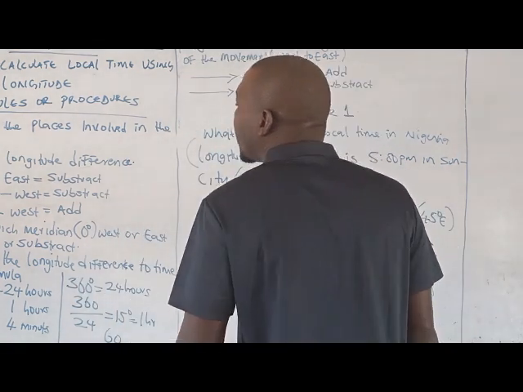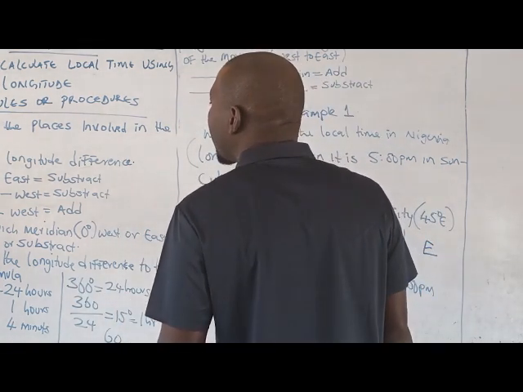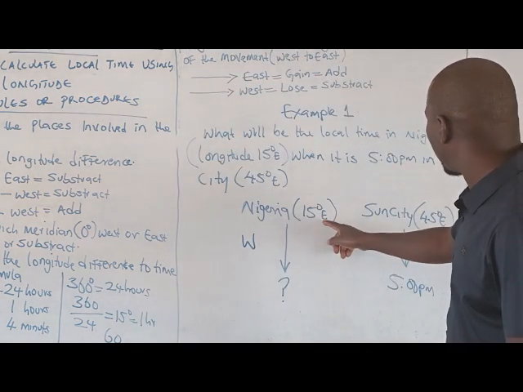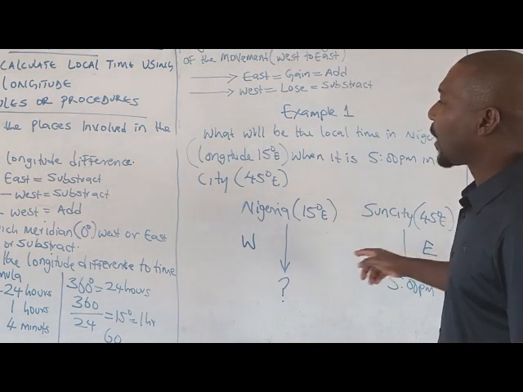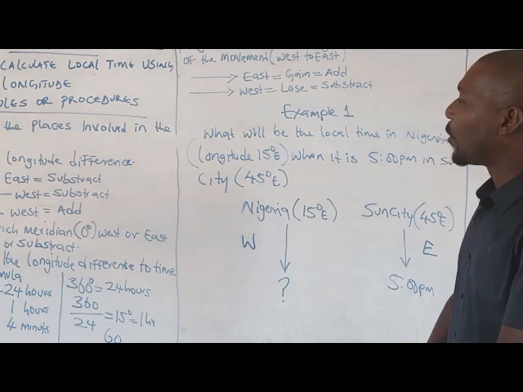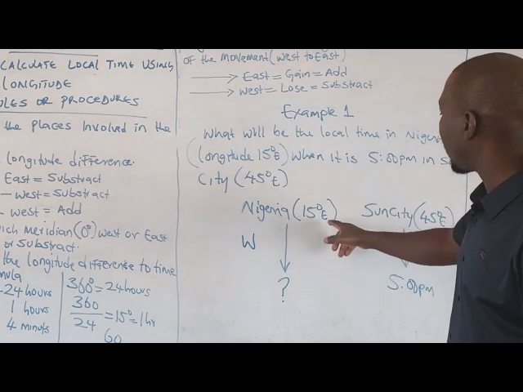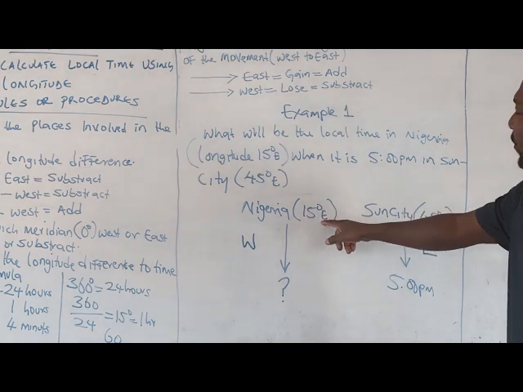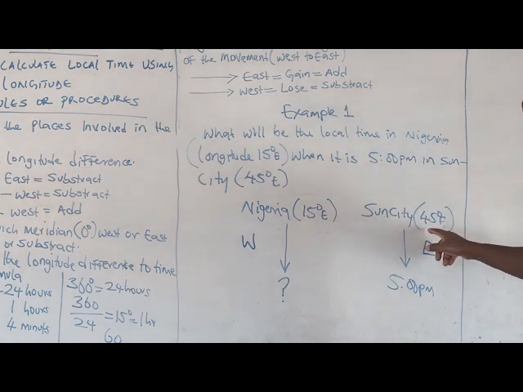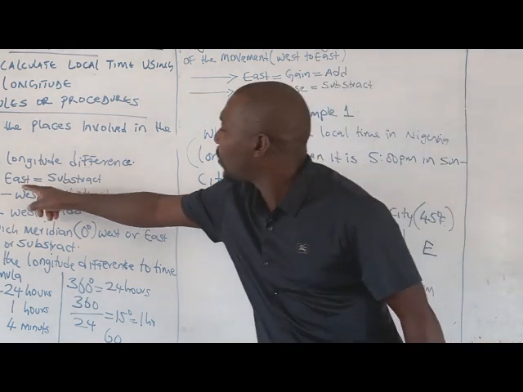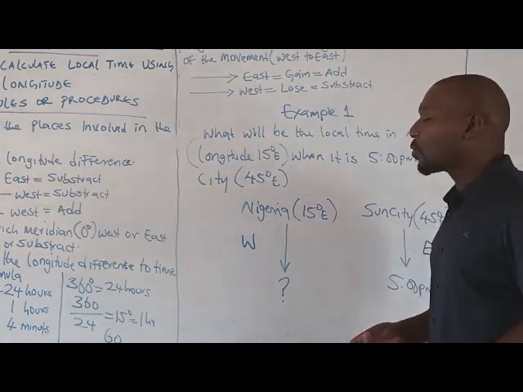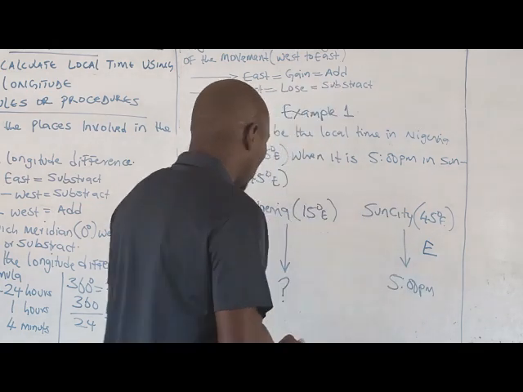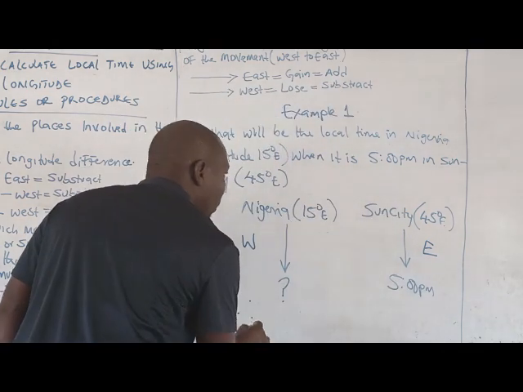Then we go to find the longitude difference, east and east. If you have to find the longitude difference, you have to find the difference between this and this. According to the rules, if the countries fall under east and east, you can see Nigeria falls under longitude 15 degrees east, and Sun City 45 degrees east. So the countries fall under east and east, and we have to subtract the longitudes.